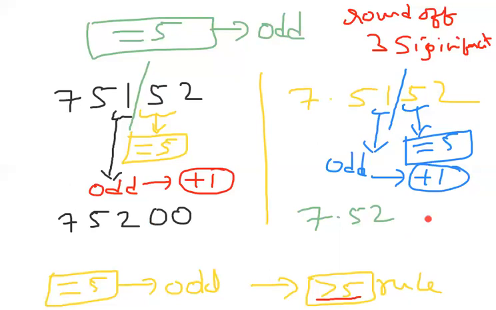Is it clear about how to handle the rounding of numbers? For the equal to 5 case, odd is similar to the greater than 5 rule, and whenever you take equal to 5 and even, it is comparable with the less than 5 rule. Both are comparable. So I hope you understood how to handle the rounding of numbers.